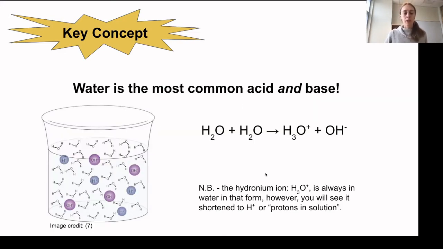So one thing that you need to know is water is the most common acid and base. It serves as both. So if we have two waters, they can dissociate into the hydronium ion and the hydroxide ion. So we have a positive for our hydronium and a negative for our hydroxide.